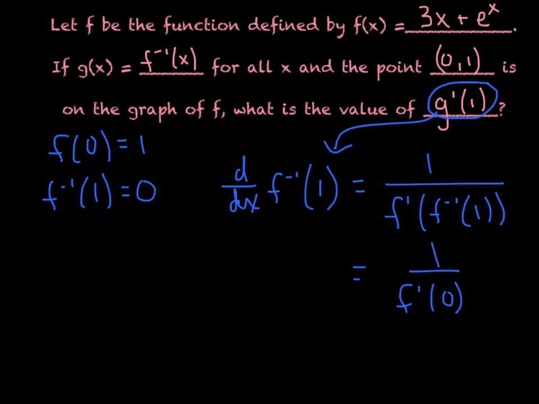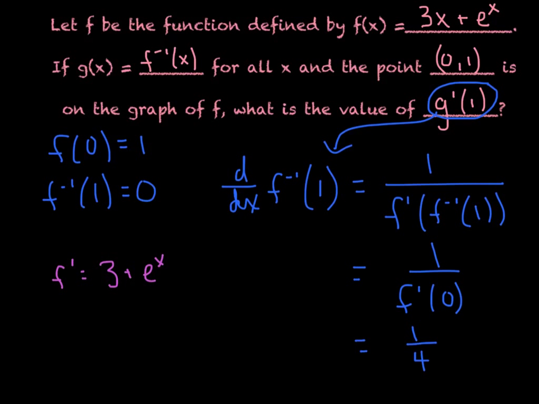And so now I just need to calculate f prime off to the side here. A little side work. f prime is actually 3 plus e to the x. And if I plug a 0 into that rascal, I'm going to get 4. So my overall slope is 1/4. And they could even take it a step further. Why don't we do that?